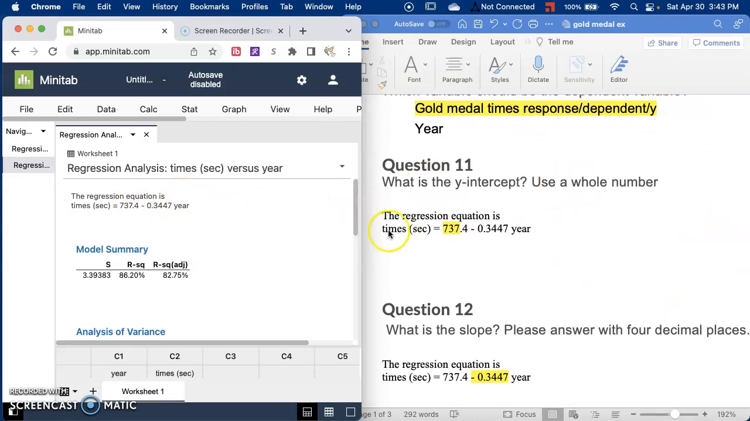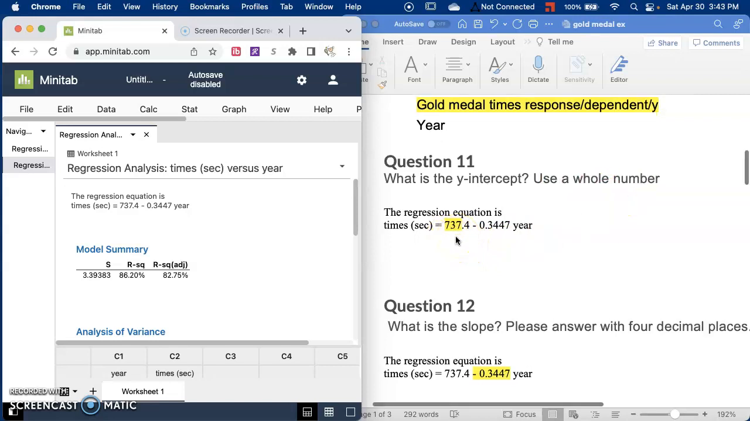So it says, what is the y-intercept? So you take this equation, which I've put here, and the y-intercept is always going to be this front number, and it asks us to round it to a whole number. So the answer is 737.